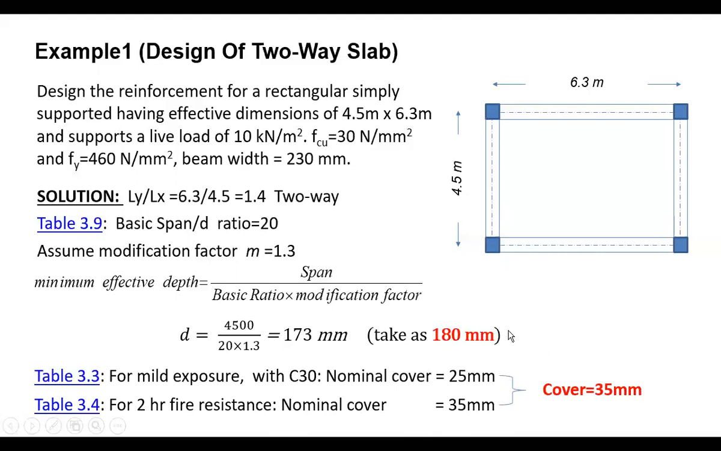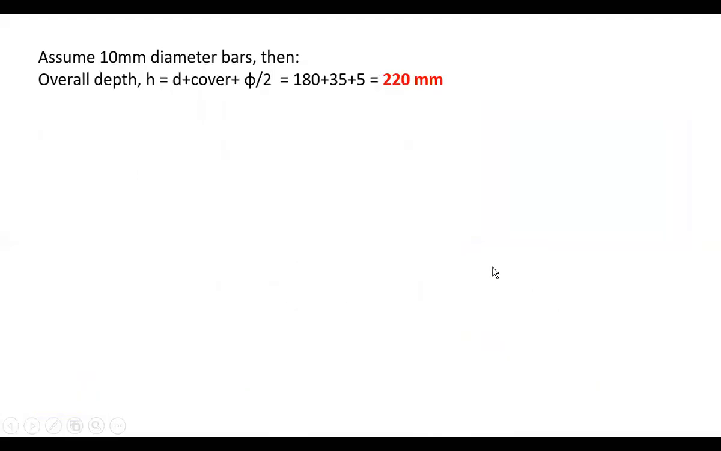So we calculated now the depth is 180 millimeter, the cover is 35 millimeter. We need to find the total H or the total height of the slab. To do that, we assume 10 millimeter diameter bars. So the overall depth, what we call H in this case, equals D.